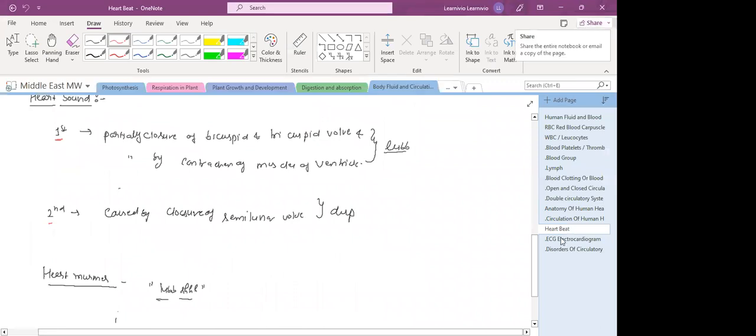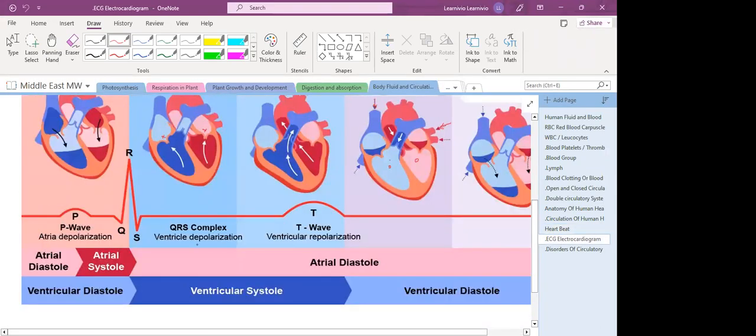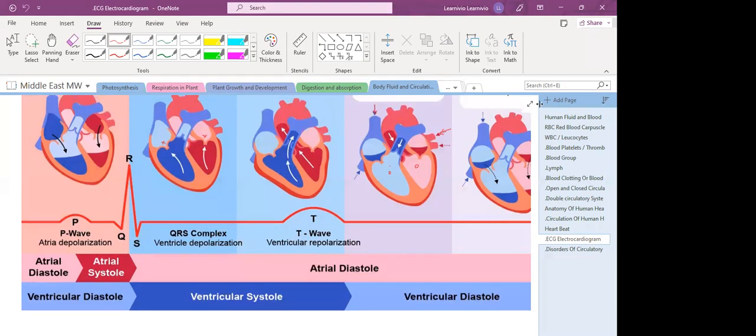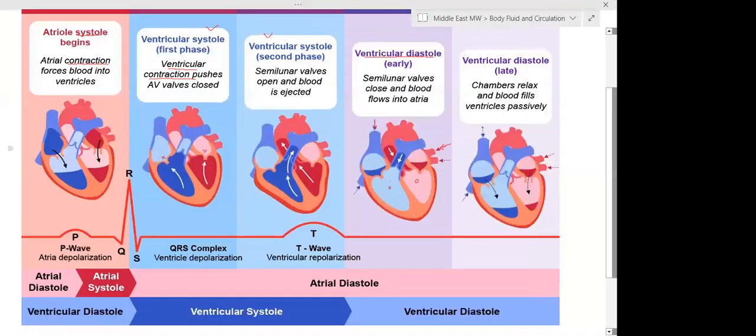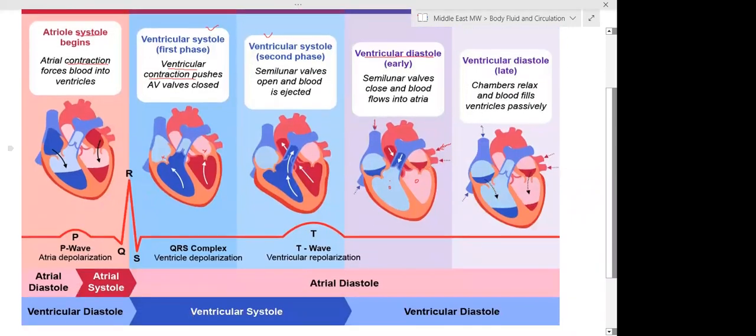So, what was the next one? Okay, ECG. The next topic was ECG. Remember? P wave, QRS complex and T wave. This is also a good diagram, the phases of the cardiac cycle. You must have seen this diagram of the ECG in the hospital, on the ECG machine. Have you seen that? You must have seen this in movies as well, right?